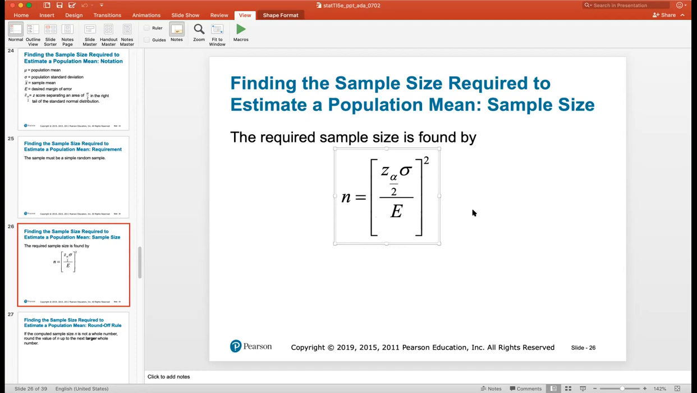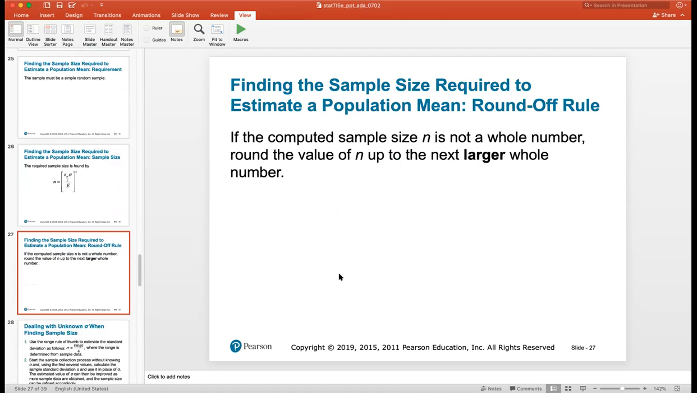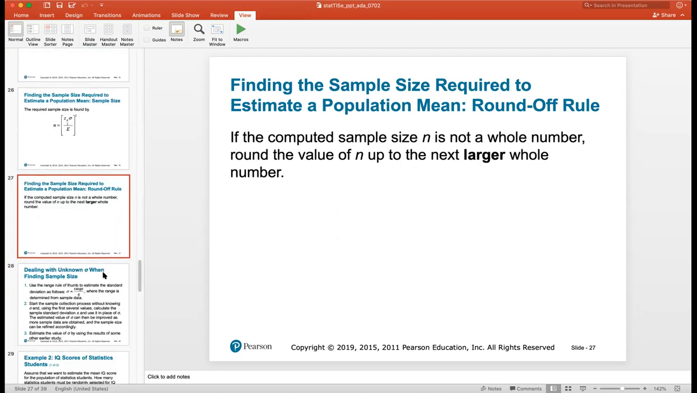If we get a decimal expression, then we have to round up to the next whole number because n must be an integer. Okay, so now, see, this is not what I told you. Let's go back to the lecture handout to see examples.